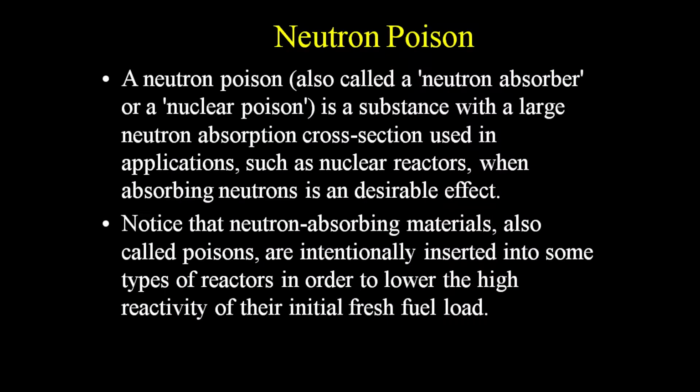A neutron poison, also called a neutron absorber or a nuclear poison, is a substance with a large neutron absorption cross-section used in applications, such as nuclear reactors, when absorbing neutrons is a desirable effect. Notice that neutron-absorbing materials, also called poisons, are intentionally inserted into some types of reactors in order to lower the high reactivity of their initial fresh fuel load.